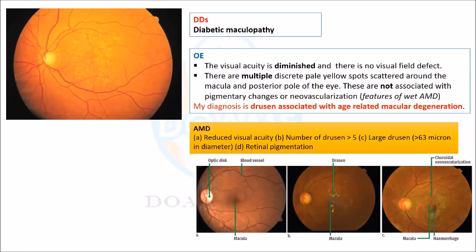So what does it mean? If there is any colloidal osmotic power, it will pull the water, and then the macula becomes edematous. This is one. Second, subsequently, there may be development of choroidal neovascularization. So a few vessels are there. Why this is choroid, I will tell you in a subsequent part.